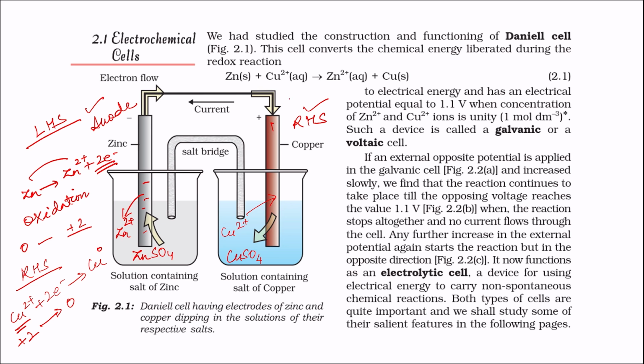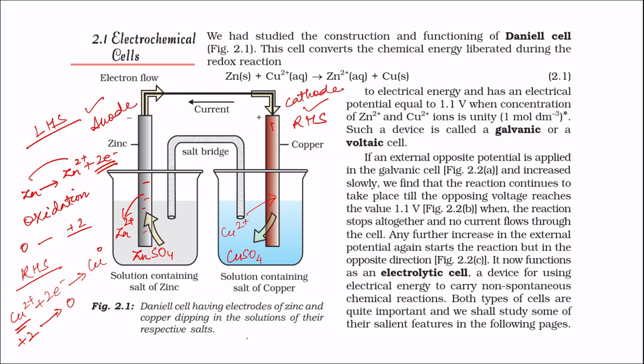The voltaic cell consists of two parts. Left hand side part is known as oxidation half cell and right hand side part is known as reduction half cell. And here the copper is acting as cathode. So overall reduction is taking place at the cathode and oxidation is taking place at the anode.